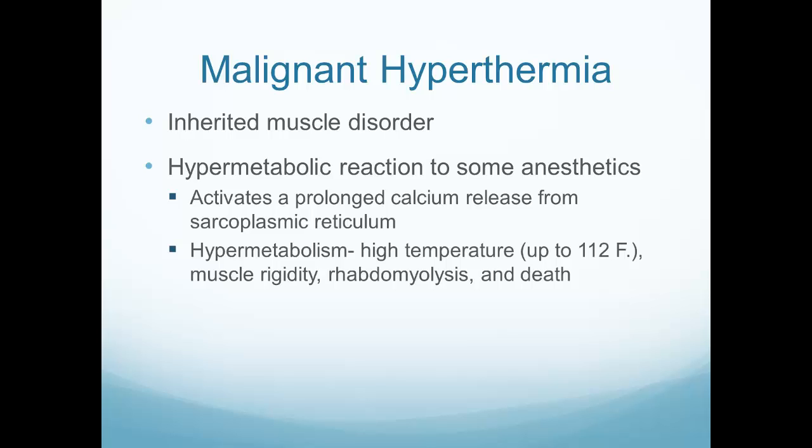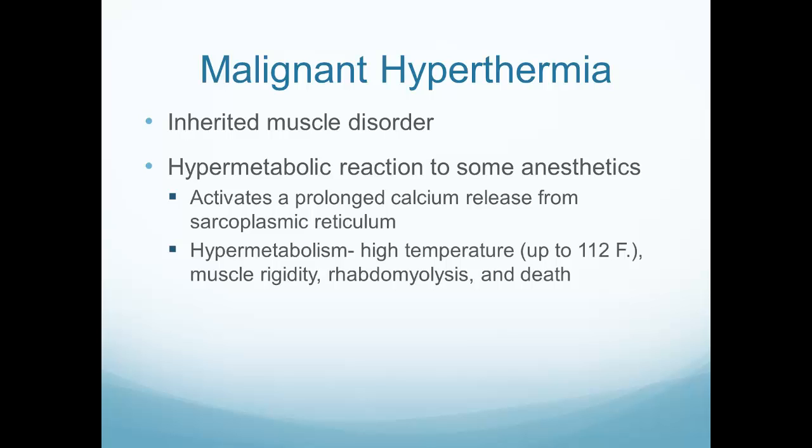Malignant hyperthermia. It's kind of interesting that this is included in our musculoskeletal section. Malignant hyperthermia is an inherited muscle disorder, but most of the time you're going to see it in patients who've had anesthetics, so in patients who've had surgery. After surgery, the patient develops malignant hyperthermia, with massive muscle cramps as a result of being exposed to anesthesia.